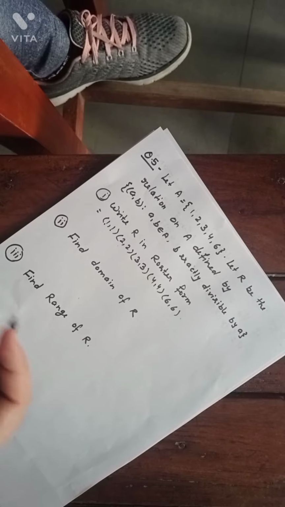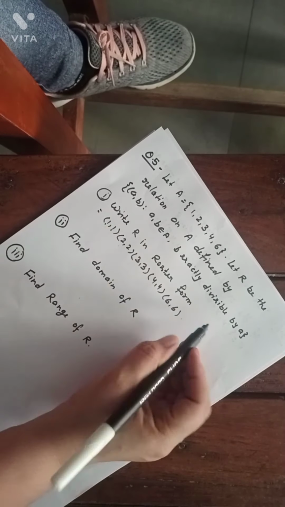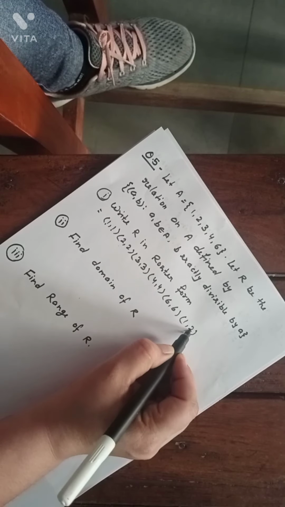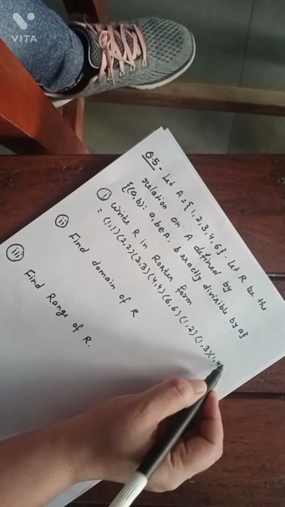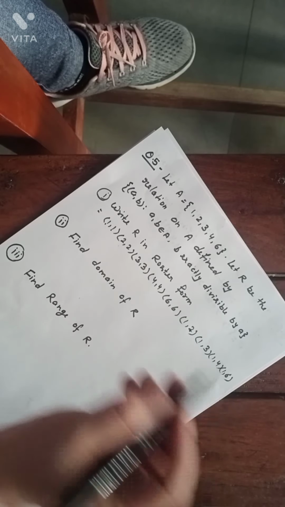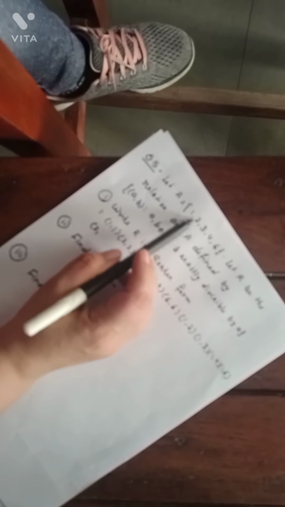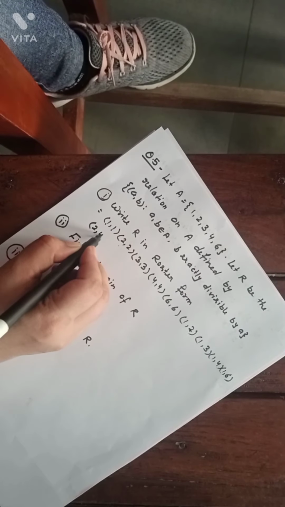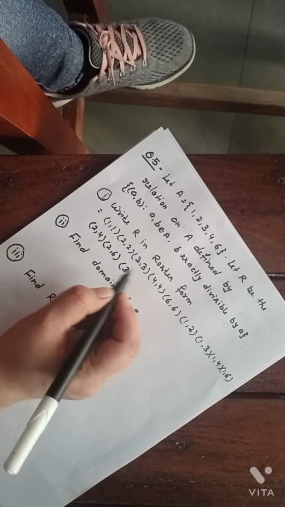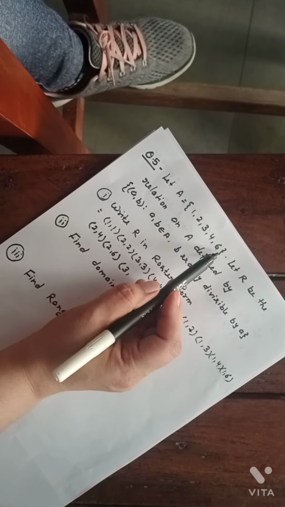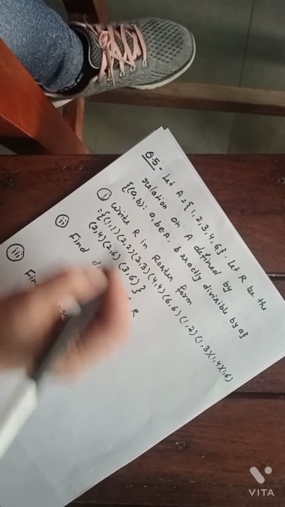Okay, now next, 1 divides all elements, so (1, 2), because 2 is divisible by 1, (1, 3), (1, 4), (1, 6). Okay, now for 2, which numbers are divisible by 2? 4 and 6 only, so (2, 4) and (2, 6). Okay, now for 3, which number is divisible by 3? 6 only, so (3, 6). This is our roster form for the relation.